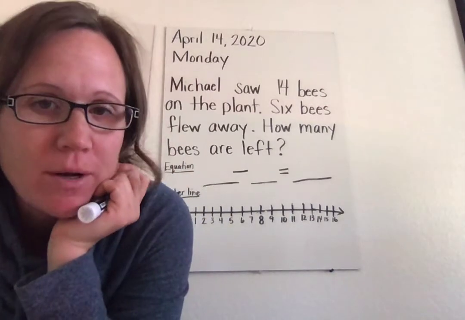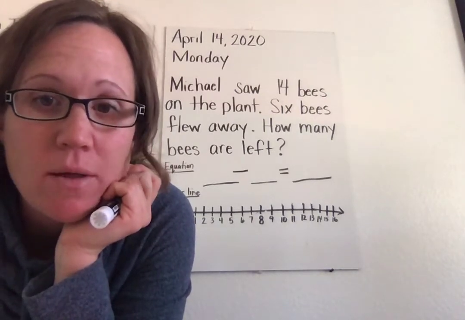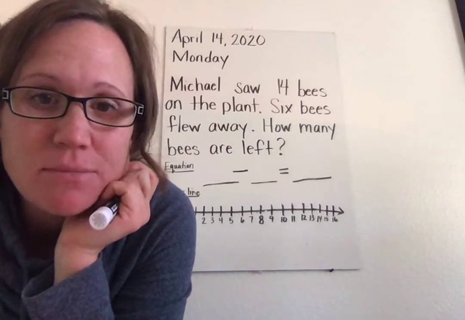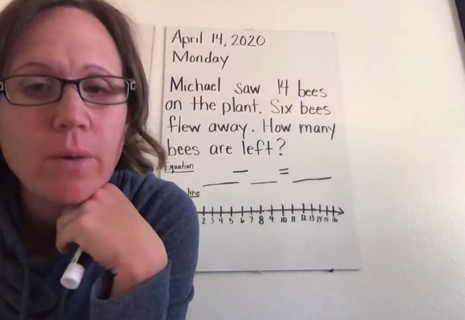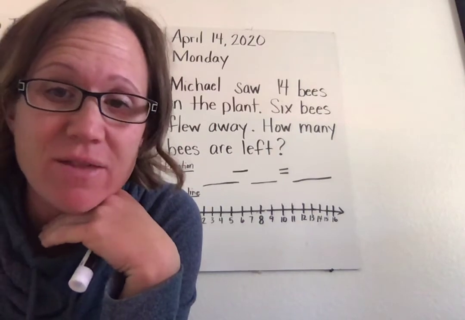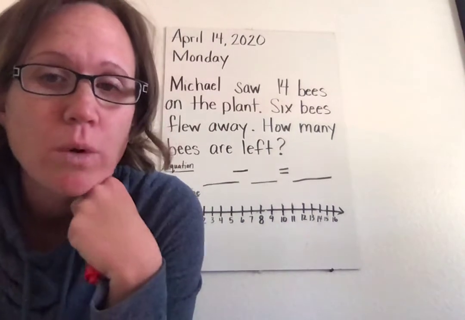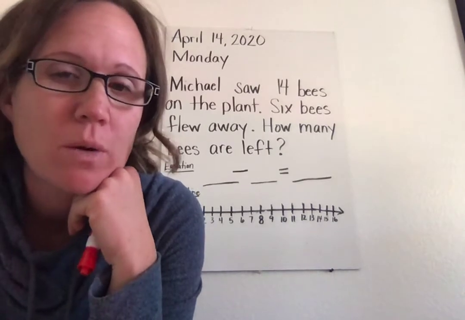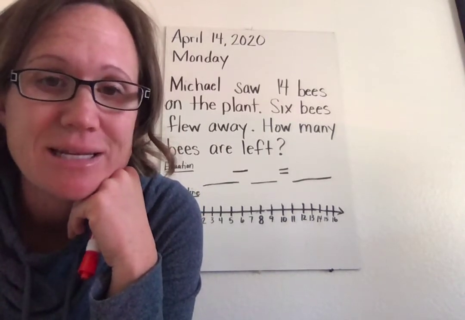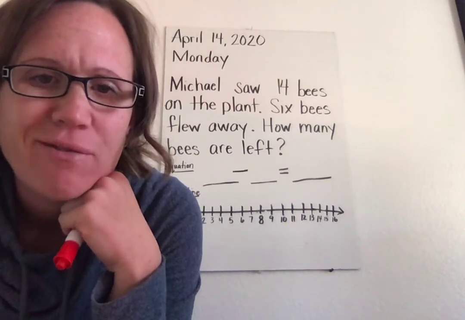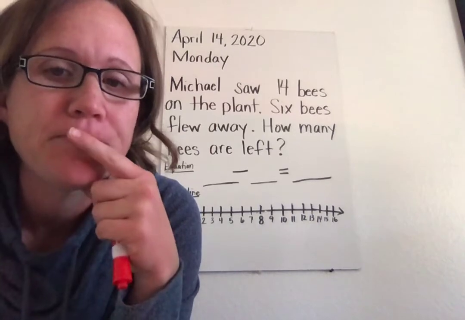Our problem that we are going to be working on says Michael saw 14 bees on the plant. 6 bees flew away. How many bees are left? Well, the first thing we need to do is find the important numbers in this problem. So we're going to go over it one more time. Let's read it one more time. It says Michael saw 14 bees on the plant. 6 bees flew away. How many bees are left?